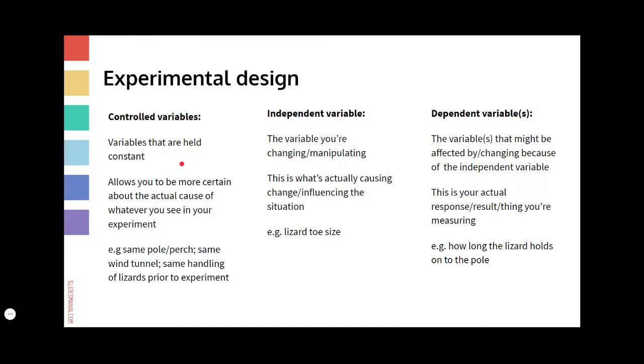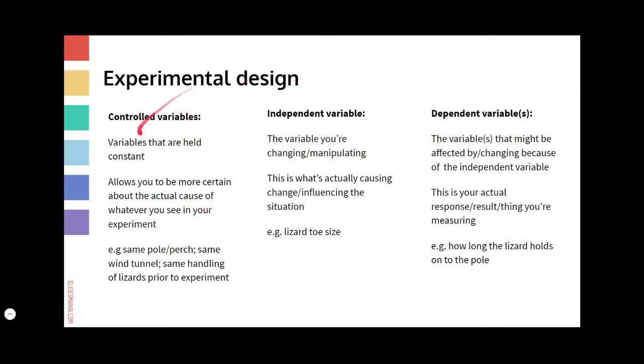So controlled variables just let us be certain that the only changes we're seeing are because the independent variable is being manipulated. So in our lizard example, we want to keep the poles the same. We want them to be the same height and the same width. We want the same wind tunnel situation, use the same leaf blowers. We want to treat the lizards the same before the experiment. In our phone example, we wouldn't want to be changing the charging cord and the outlet and clean out the charging port all at once before trying to test the phone, because then we wouldn't know which of those things actually allowed our phone to charge.